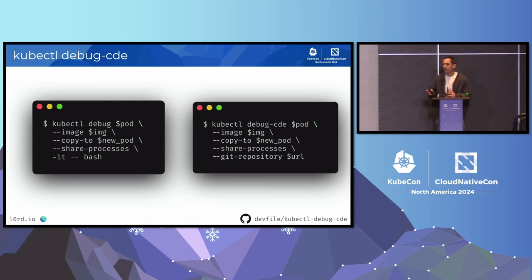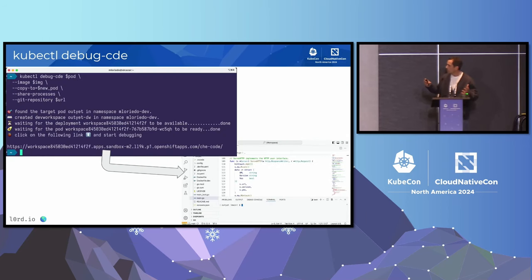So kubectl debug CDE or IDE. The first thing is that we wanted to make it really similar, so not identical in terms of flags, to kubectl debug. So same flags. So we have some extra flags, for example, for specifying the Git repository or the IDE, etc. But yeah, this is probably the most important slide here.